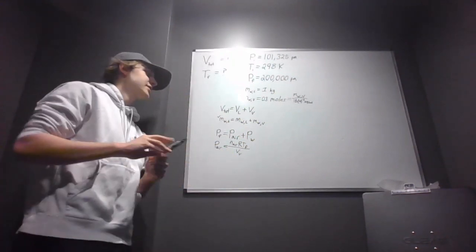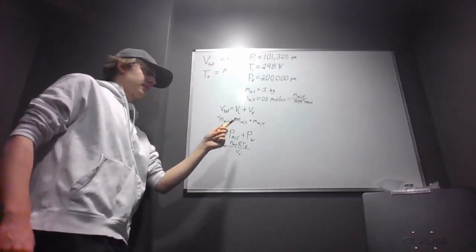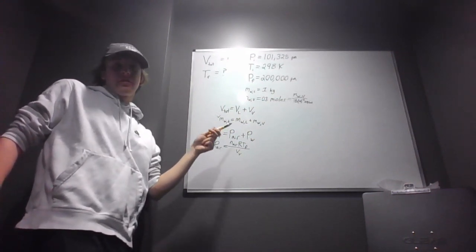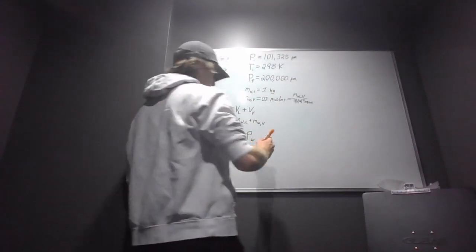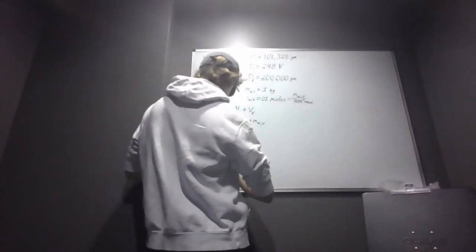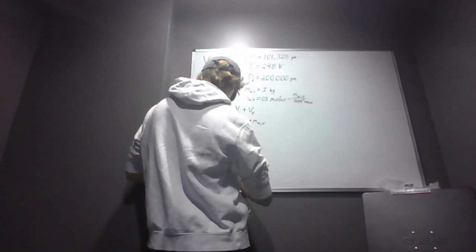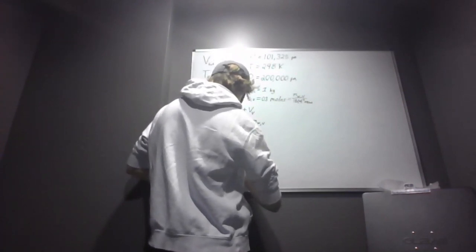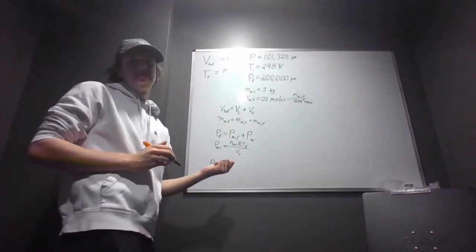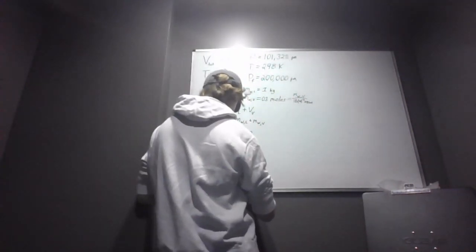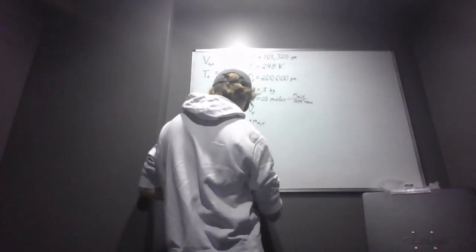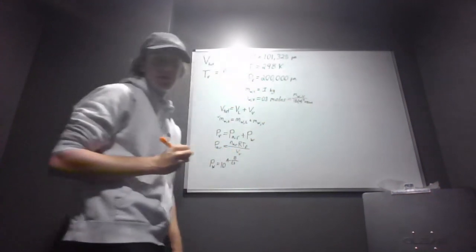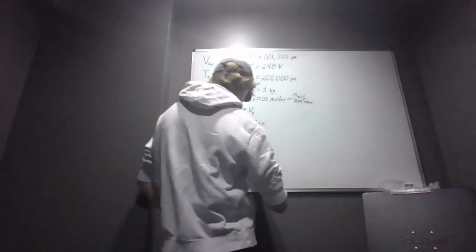So obviously this is a partial pressure that we can just use the Antoine equation for. So the partial pressure of water is equal to 10 to the A minus B over C plus the final temperature.